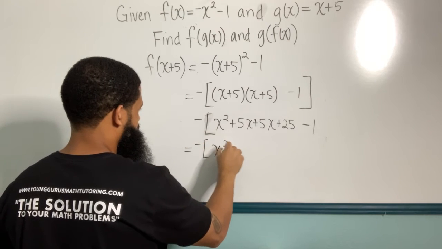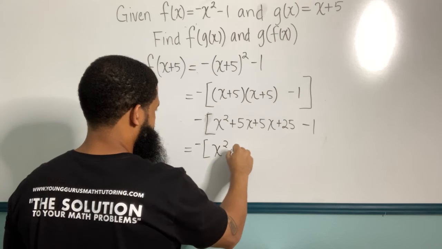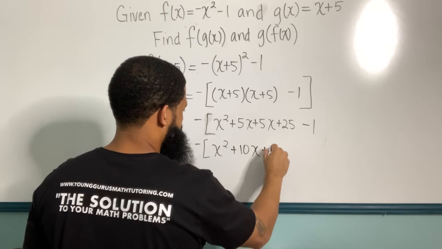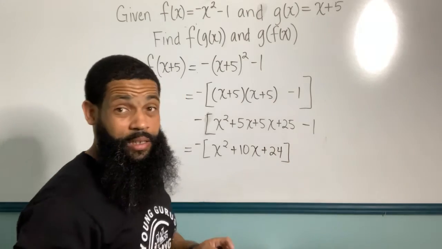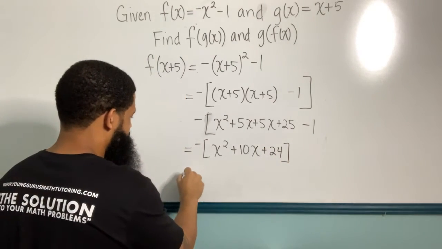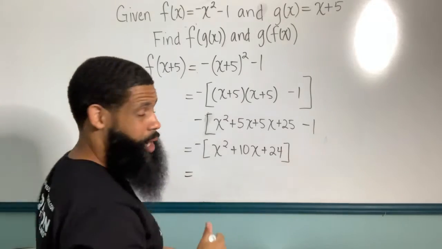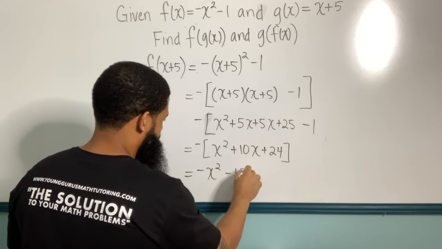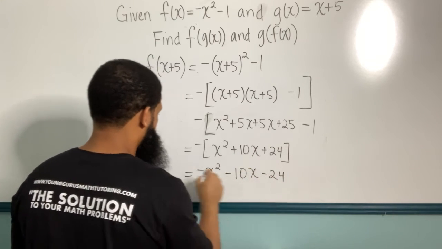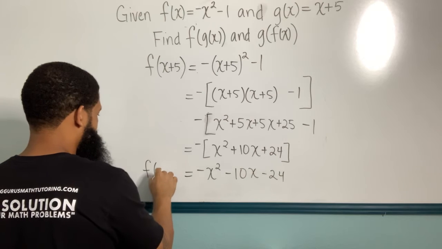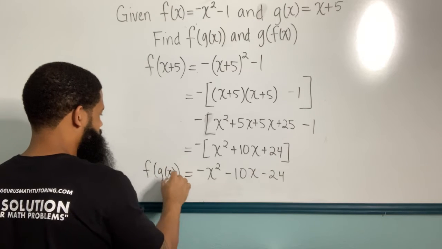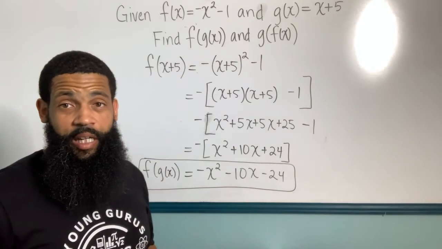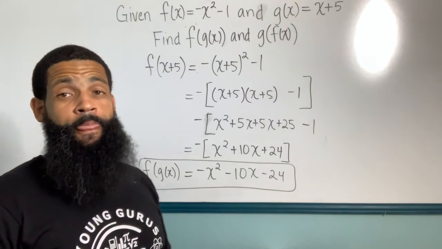Let's get x squared. 5x plus 5x is 10x. And then 25 minus 1 is 24, okay? But we're not done. We have to distribute this negative. So every term inside the parentheses becomes the opposite. It's negated. So this is negative x squared minus 10x minus 24. So f of g of x is negative x squared minus 10x minus 24.